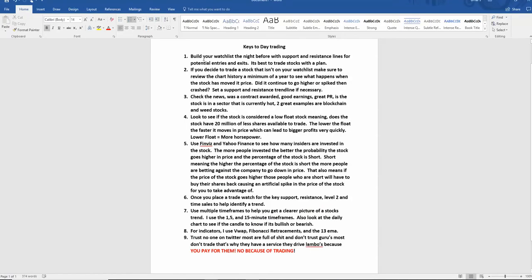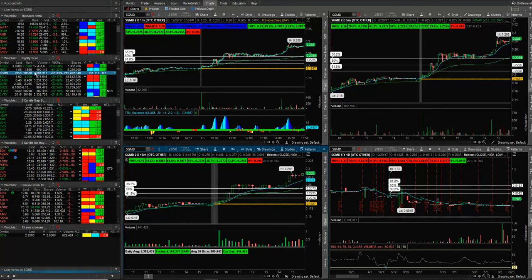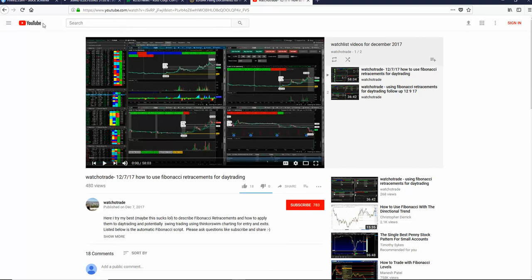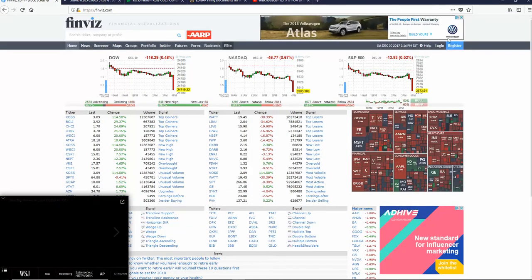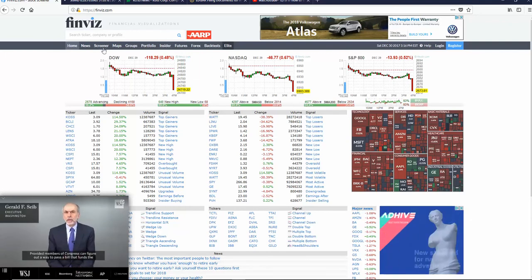So you should build your watch list the night before using support and resistance lines for potential entries and exits. Now what I do is I'll usually run this scan using the nightly scan, or if you don't have Thinkorswim, you can go to Finviz. You should have finviz.com as a favorite on your computer.